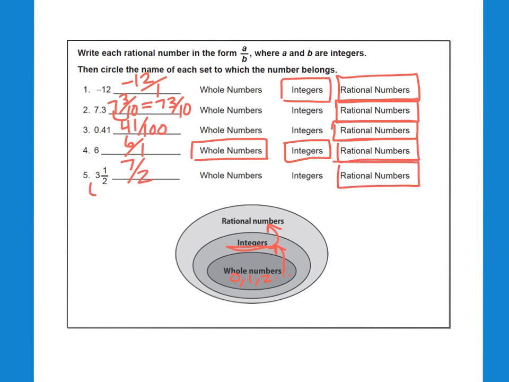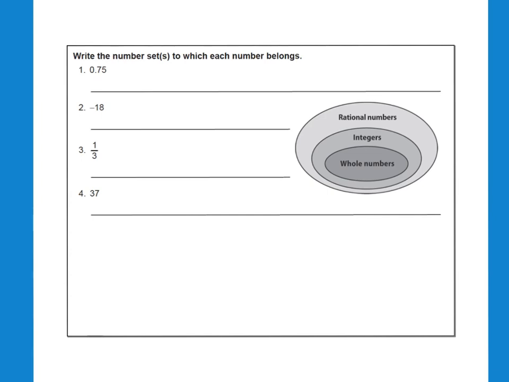So when we're considering those categories, this is exactly what you're going to be doing on your assignment today as well. On these problems, we're just looking at which number set or sets it can belong to. It can belong to more than one as we saw before. So this is 75 hundredths. It's not a whole, it's not an integer, it would only be a rational number. Negative 18, well, that's an integer. And I could also write it as a fraction.